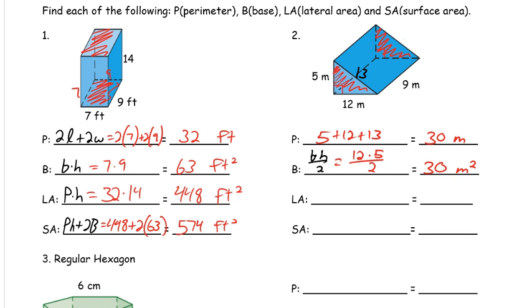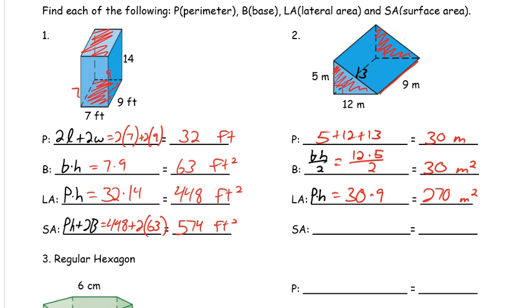Lateral area, that's going to be perimeter times the height. Perimeter we said was 30. The height of the object, if we were to stand it up on its bases, is this, which is 9. 30 times 9 is 27, add on a 0. 270 meters squared.